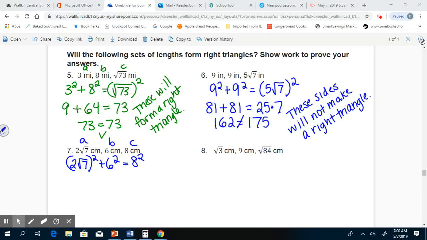Again, looking to see if those sides will make a right triangle. 2 squared makes 4. Square root 7 squared is 7 plus 6 squared is 36 equals 8 squared, which is 64. 4 times 7 is 28 plus 36 equals 64. Adding those up, 6 and 8 make 14, carry the 1. 2 and 4 make 6. 64 does equal 64, so these sides will make a right triangle.